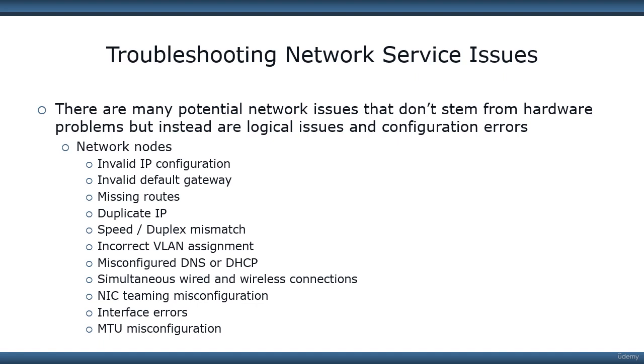Simultaneous wired and wireless connections, that's kind of a simple one. It happens sometimes, and it does typically cause communication problems. NIC teaming misconfiguration, that would be more of a server issue. Interface errors, you typically have to go in and do performance monitoring, network monitoring, or switch monitoring. And then MTU misconfiguration, that's the maximum transmission unit. That's kind of an oddball, but it's still out there. Often it's on voice networks or SAN networks that you need to increase that value. So I'd say those last three are not as common for client computers, but they can still exist and are something I want to be aware of.